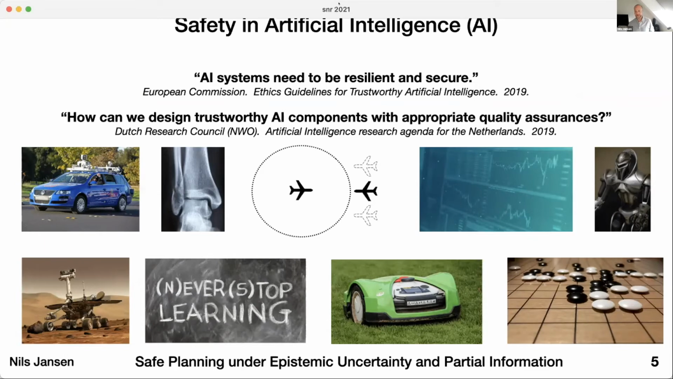And what is important, I guess, is that everybody recognizes that this AI safety or dependability is something very important. So, for instance, the European Commission says AI systems need to be resilient and secure. The Dutch Research Council says, how can we design trustworthy AI components with appropriate quality assurances? And roughly this is, I would say, part of our group's work.